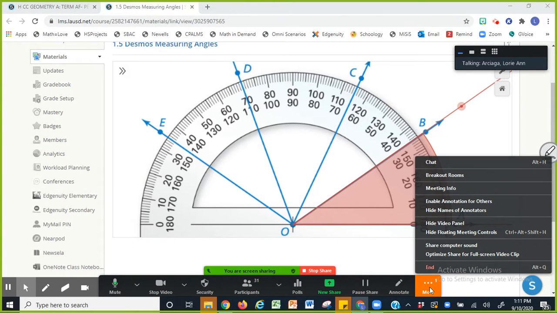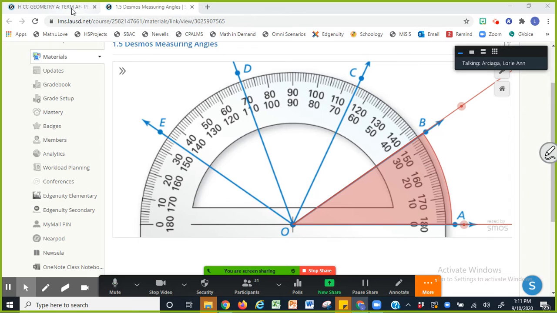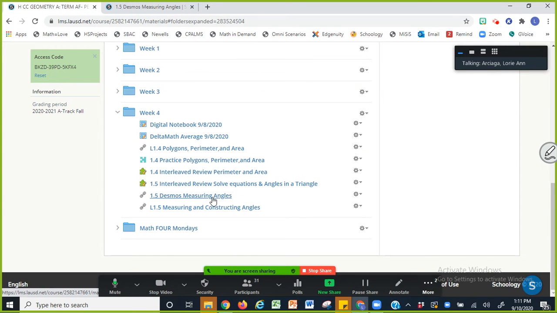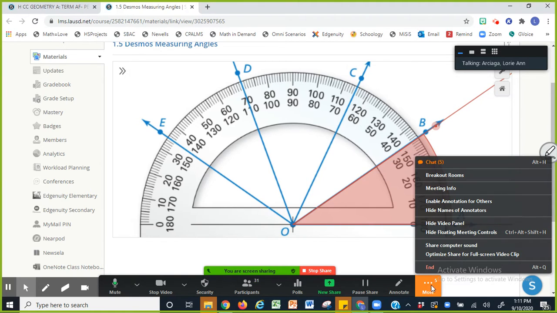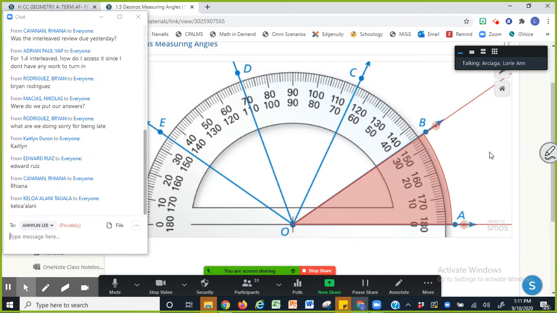All right. So for those who just joined us right now, you click on Desmos measuring angles, and you're practicing how to measure each angle drawn here by moving this red dot to shade their interiors. And then in the chat, you're going to write down the measurement of those angles.